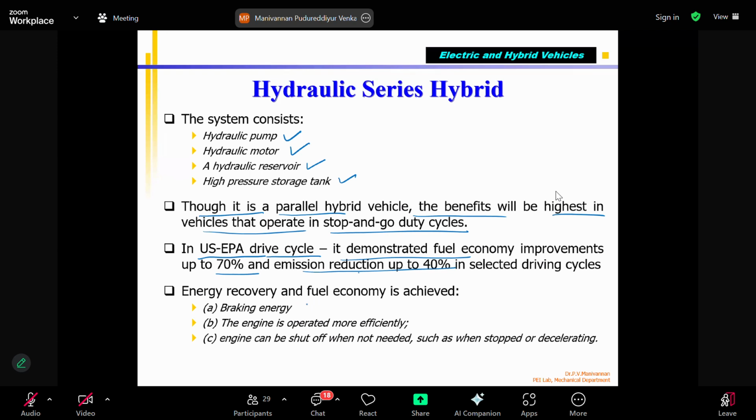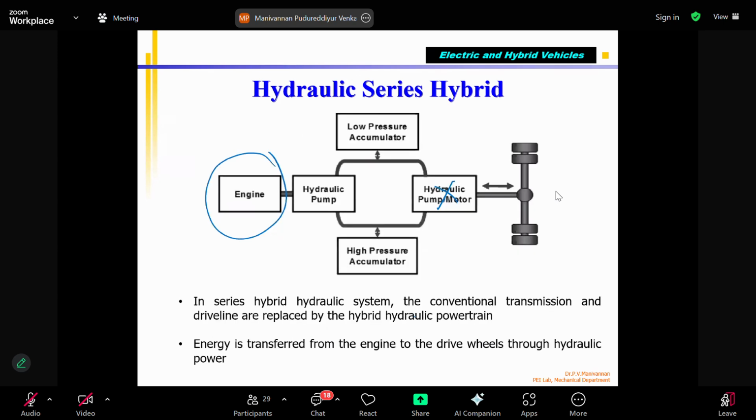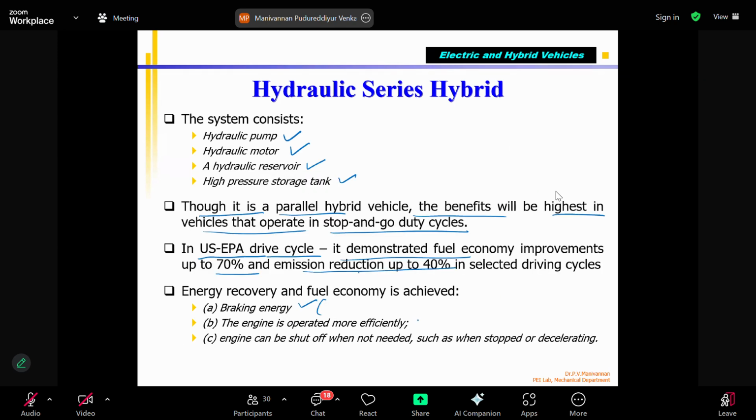So energy recovery in this one, during regenerative braking, the engine is generally operated at max torque condition, or that means mid throttle condition. So why? We know that the engine is going to drive the pump and convert the low pressure fluid to high pressure, which in turn is going to drive the hydraulic motor. So okay, then a more efficient engine can be shut off when needed, especially in city drive condition.